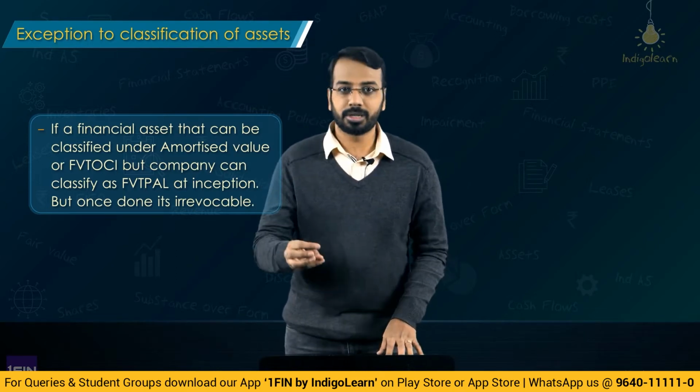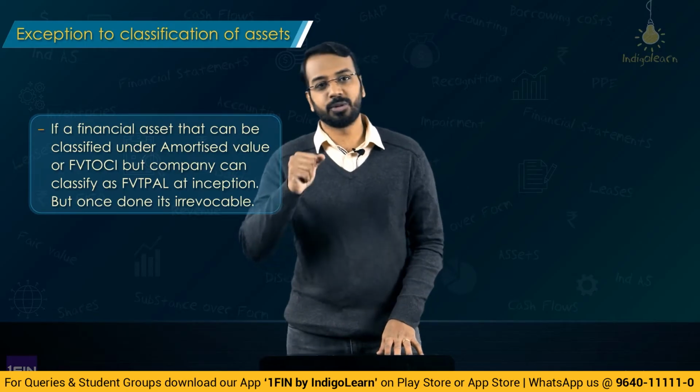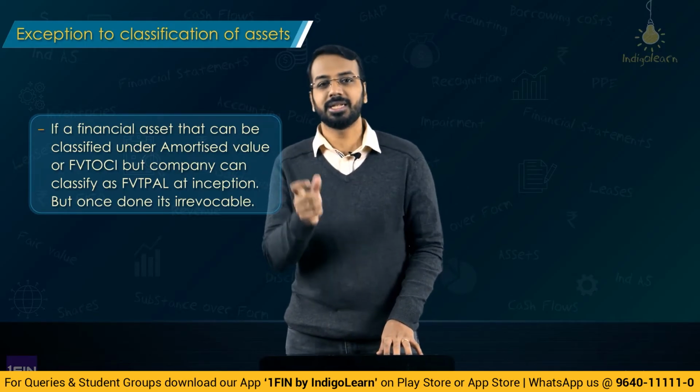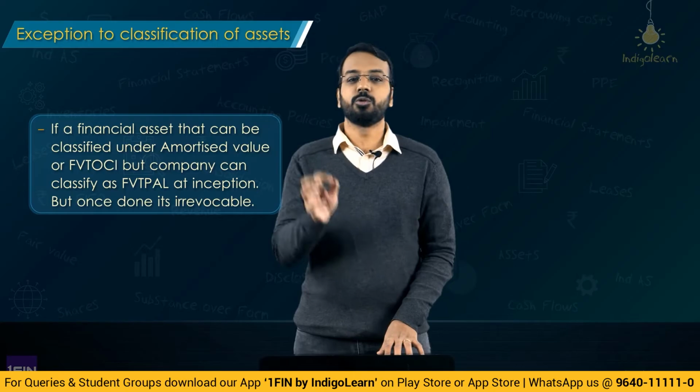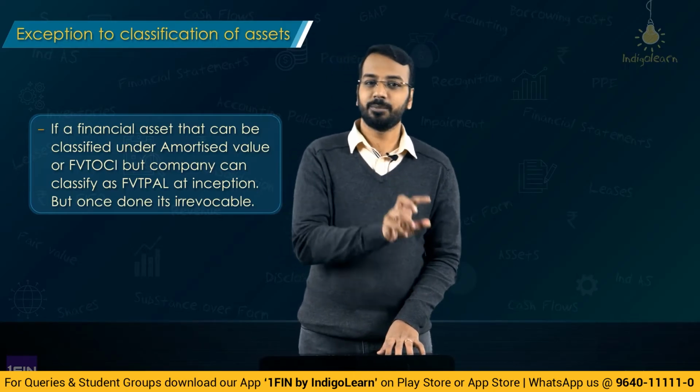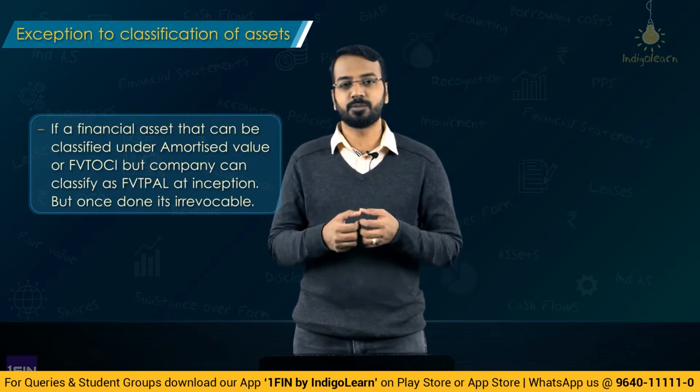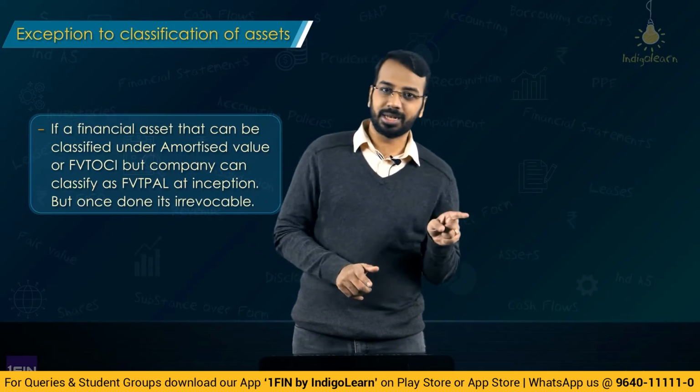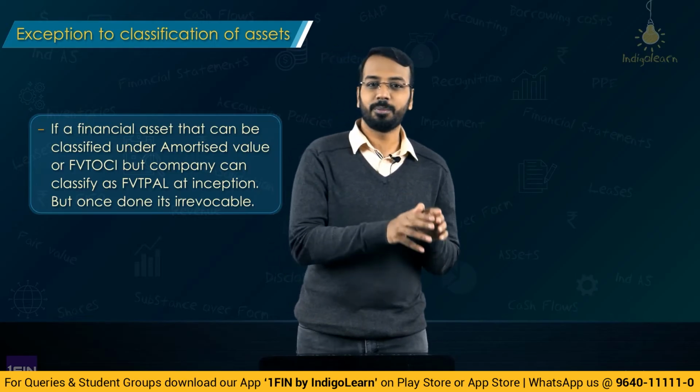So, if the entity wants to make the accounting easier, to avoid some accounting mismatch, then it can classify those assets as FVTPL. Now, this could be done in cases where the entity holds a financial asset and that financial asset is linked to another item which impacts the P&L. If that happens, then the entity would want to classify the financial asset also as fair value through P&L.